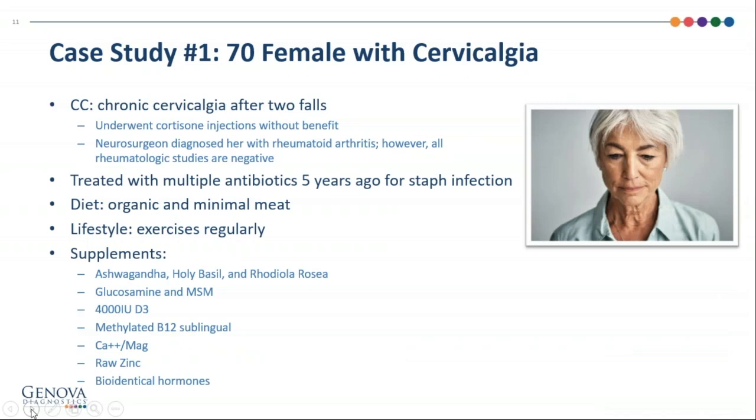One of the cases we'll go through is a 70-year-old woman who has cervicalgia, and she had 2 falls, underwent cortisone injections without benefit, and eventually her neurosurgeon looked at her x-rays and said, I think you just have rheumatoid arthritis. But all of her rheumatologic studies were negative. She had a history of being treated with multiple antibiotics, so that may have impacted her gut microbiome. She was eating organic and minimal meat, so she did have a practically vegan diet. And you can see she's on some supplements.